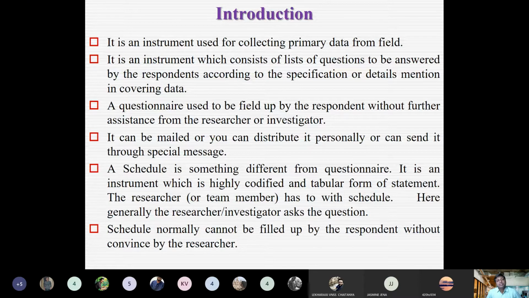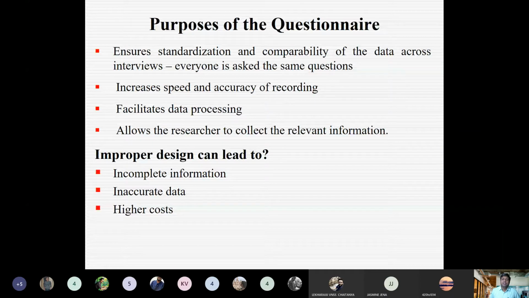But the schedule is something different. It is filled by the researcher or the investigator himself or herself, while in the field or in the office, whatever. It is a direct contact between the researcher and the respondent. And the schedule is a kind of instrument which is highly codified and a tabular form of statement. So, see, this is the basic difference between the questionnaire and the schedule.